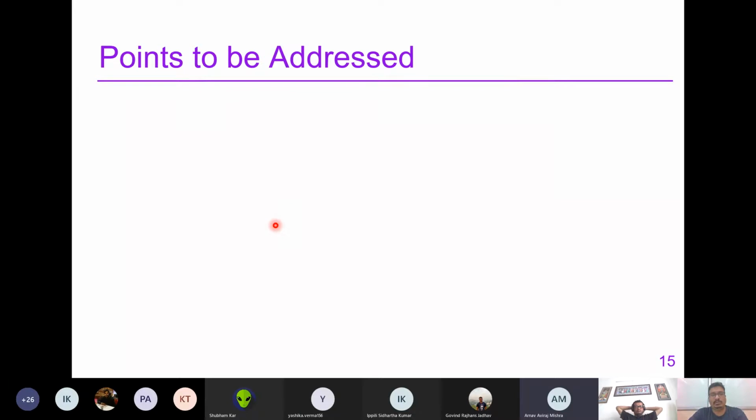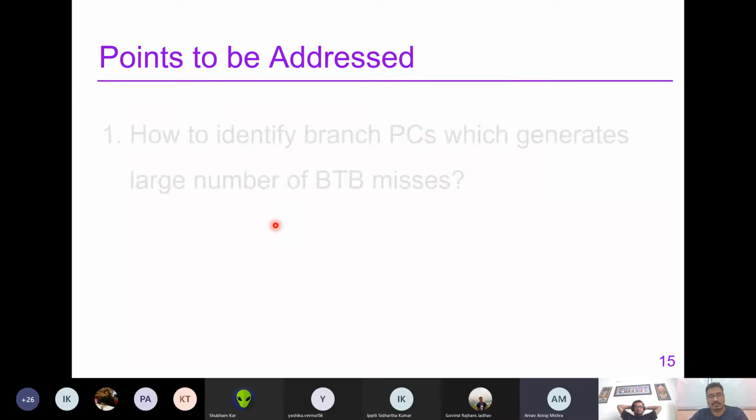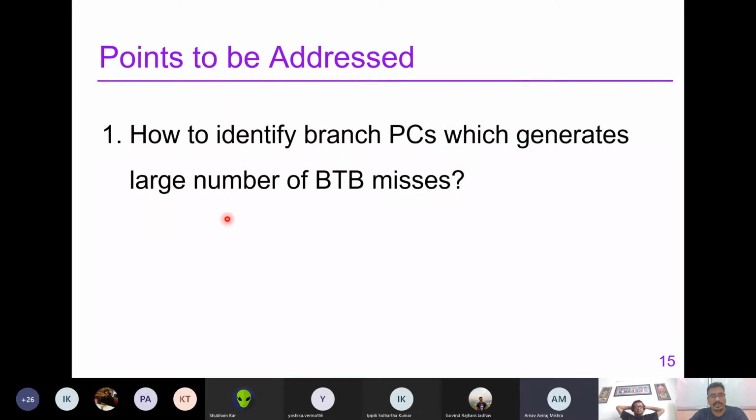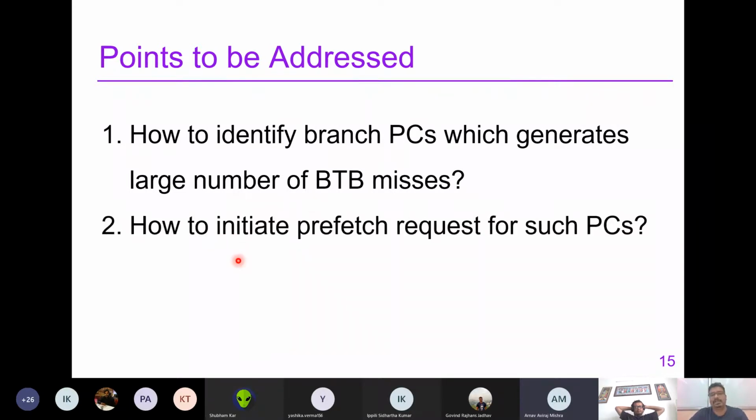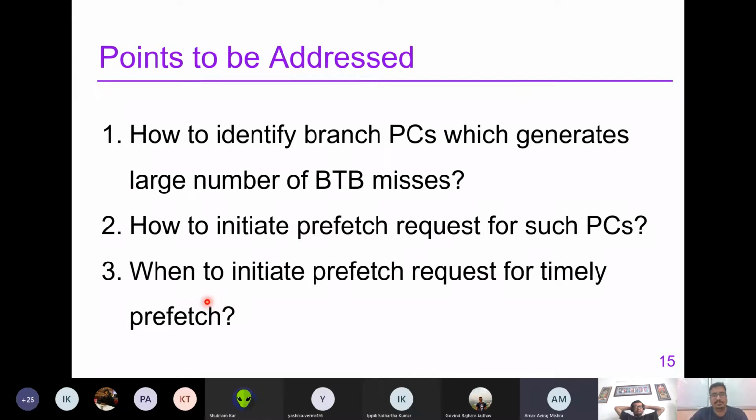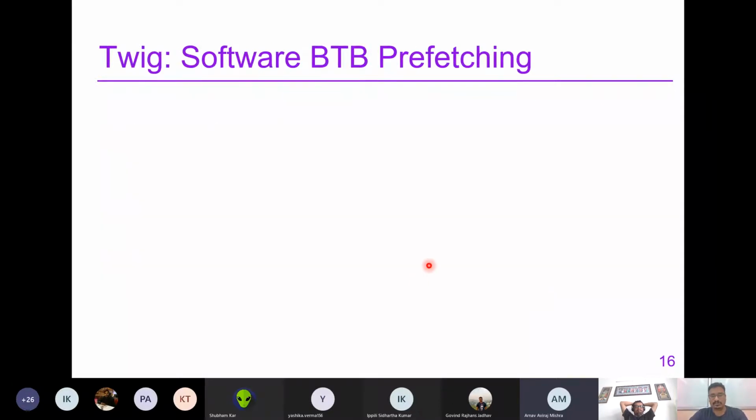So now we have to address the following points. First, we need to identify the branch PCs which are generating these large numbers of BTB misses. Then we need to figure out a way to initiate the prefetch request for such BTB misses. And we also need to find out when to initiate these prefetches so that they are timely. Now let's see how Twig addresses these issues.